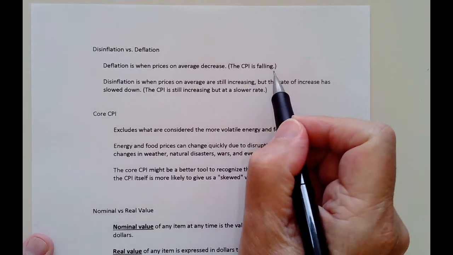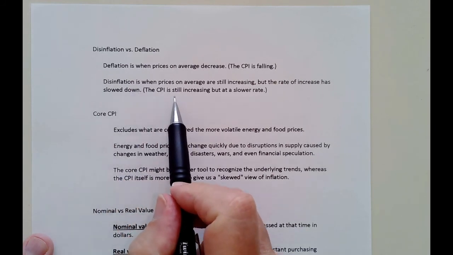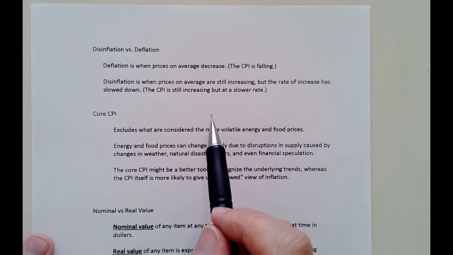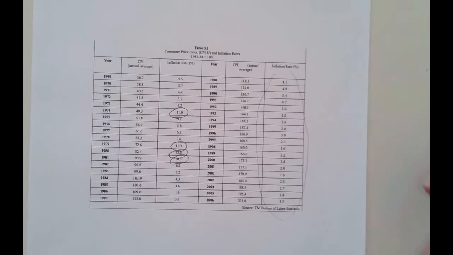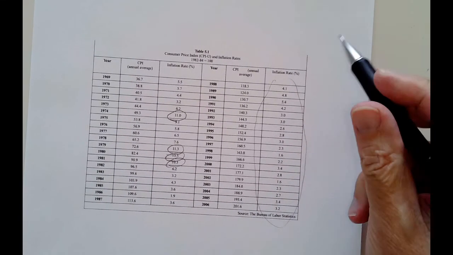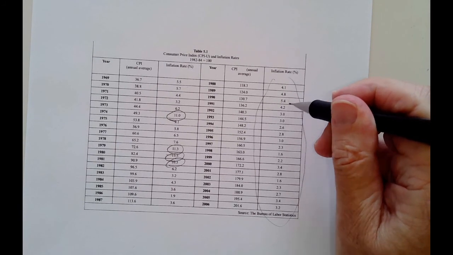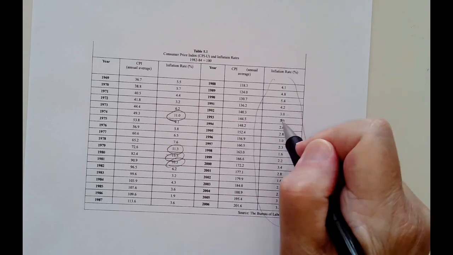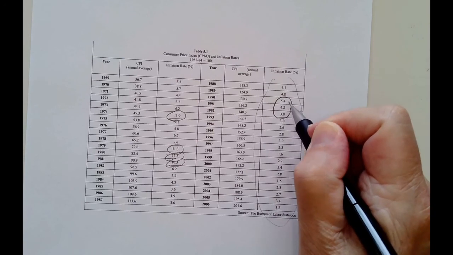We also have a term called disinflation, and that is when the CPI is still rising, but the increase is slowing down. Disinflation is when the rate of inflation goes down. So here we can see going from 5.4% in 1990 to 4.2% in 91 to 3% in 1992. That would be disinflation right there. Prices are still rising, but they're going up at a slower rate for those 3 years.